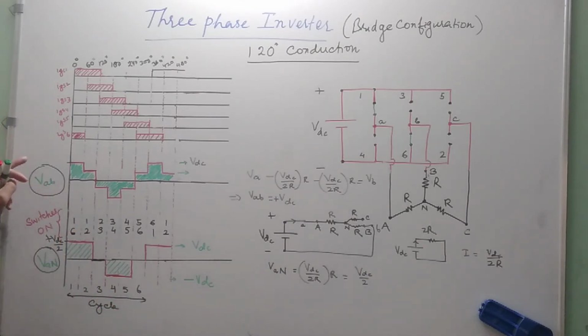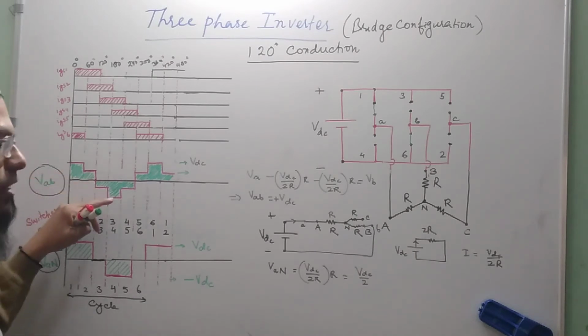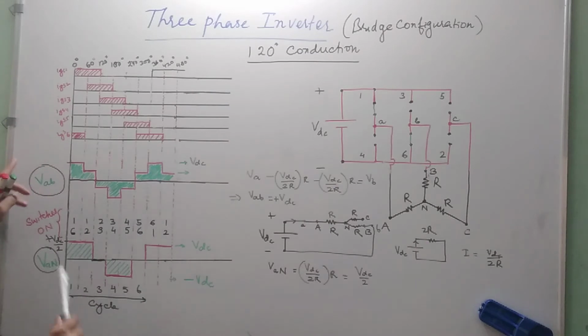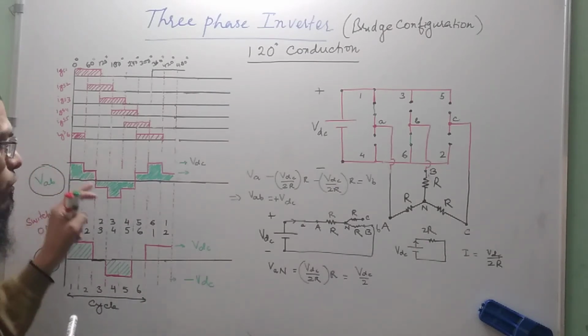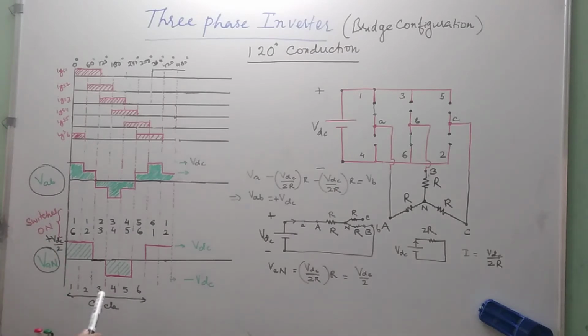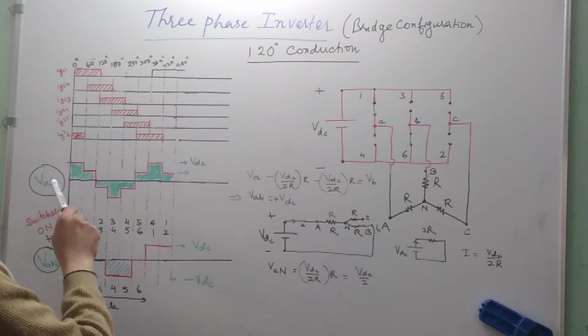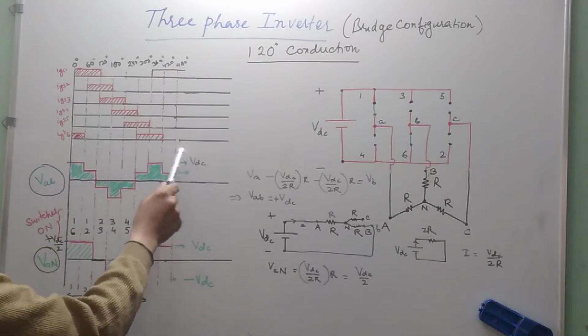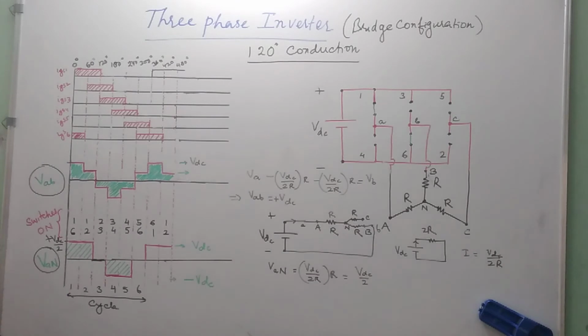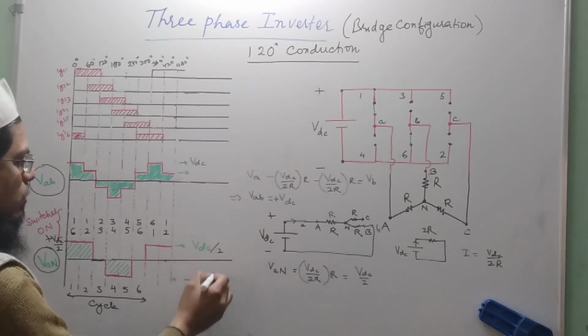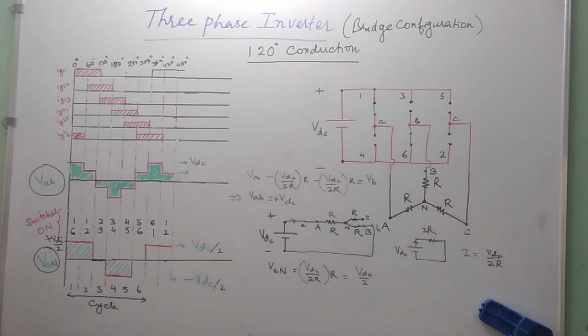and in 180 degree conduction, the line voltage was a 3-step wave, while in case of 120 degree conduction, the VAB, that is the line voltage, is a 4-step wave. Moreover, the maximum value or the peak value of VAB here is VDC, and the peak value here of phase voltage is VDC by 2. Okay.